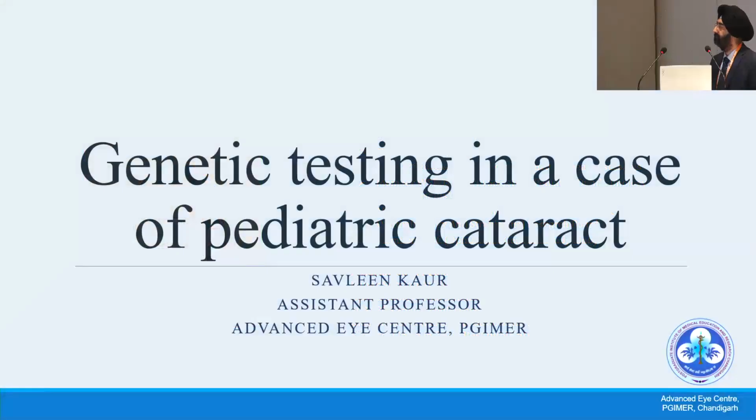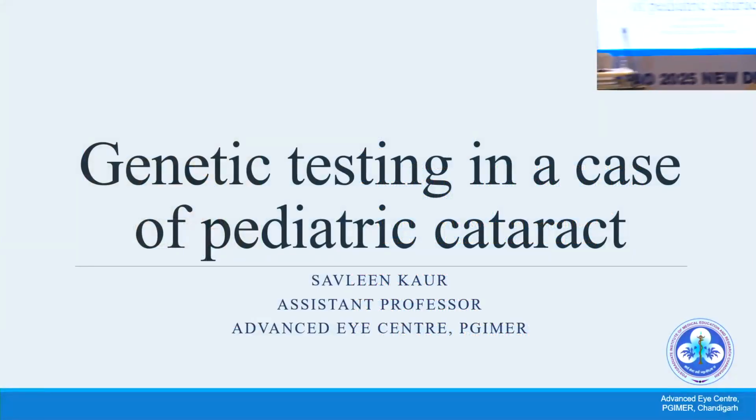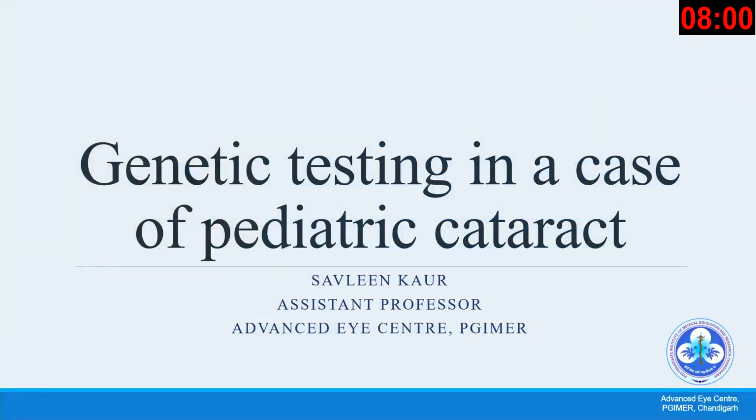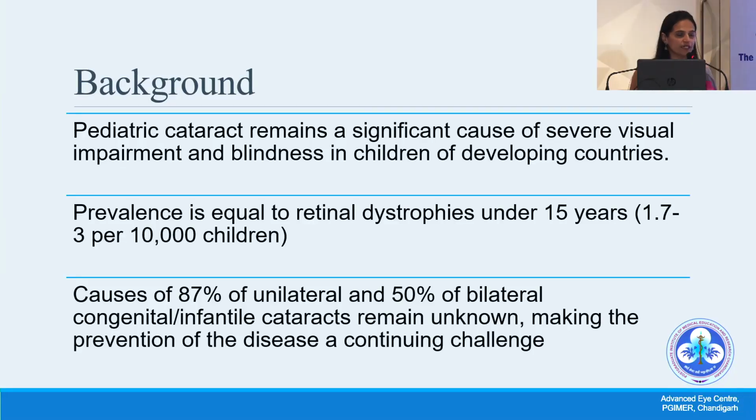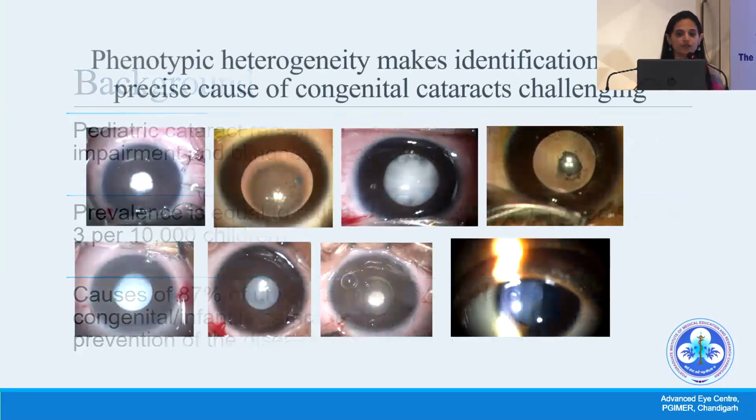Thank you so much. I'm sure we're going to learn from the audience more than we're going to present. So in a case of a pediatric cataract, its prevalence is equal to that of retinal dystrophies, and we do not talk about pediatric cataract as much as we talk about retinal dystrophies. So the causes of pediatric cataract have been largely undermined in our population, I think because of that.